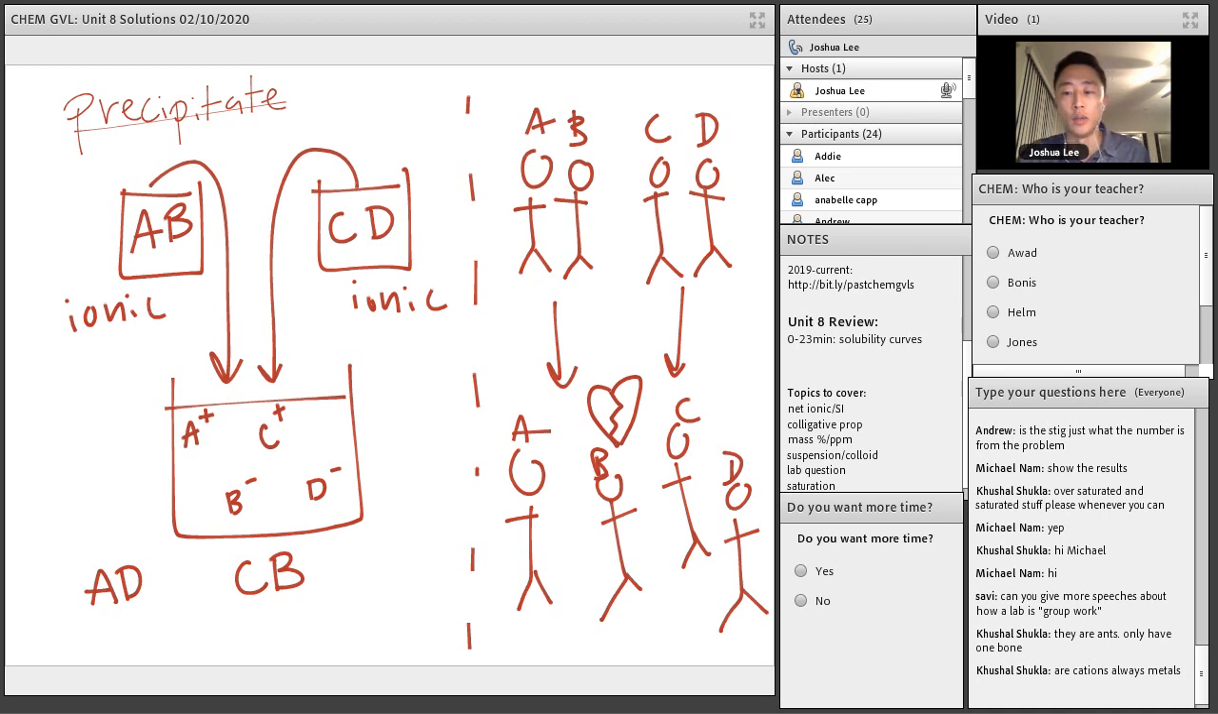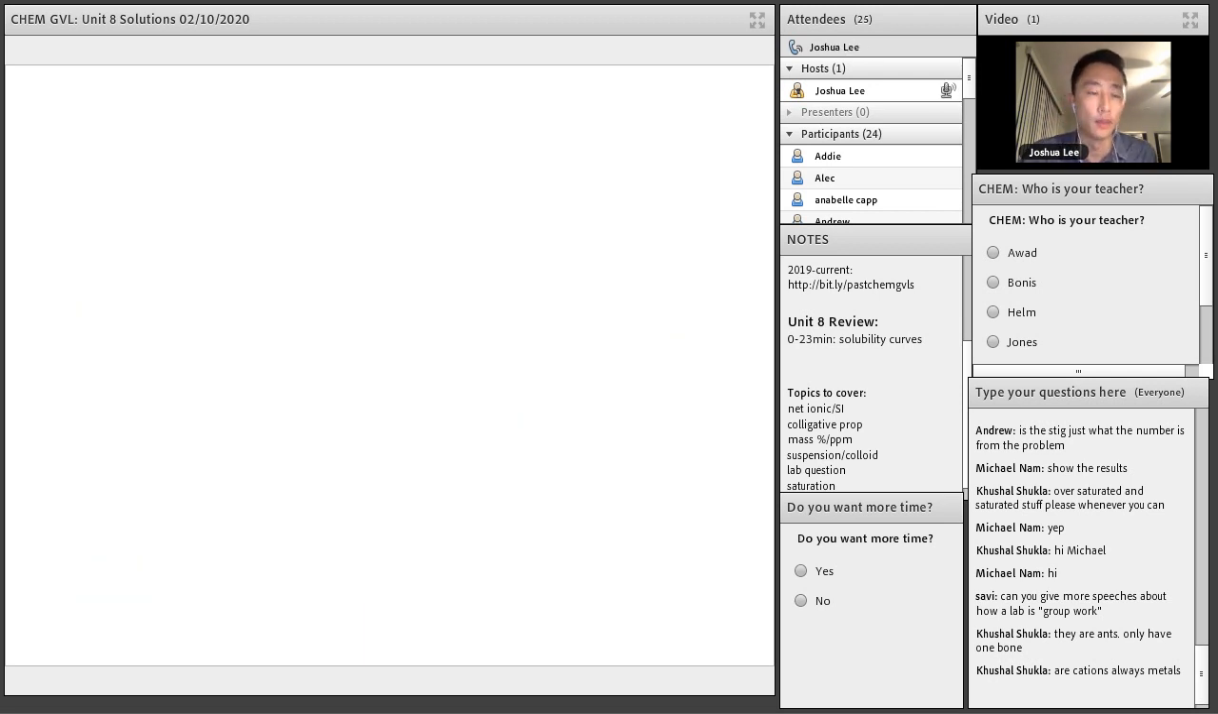Are cations always metals? No. But majority of them are. Let's go about doing practice problem.